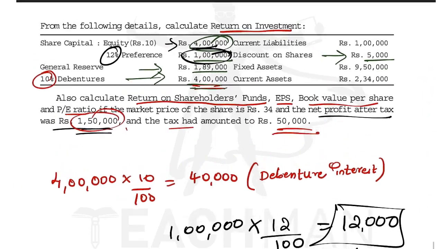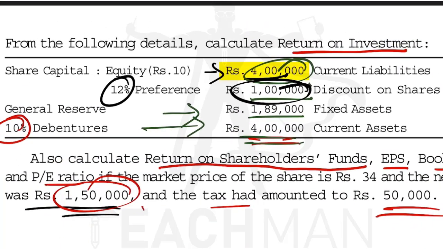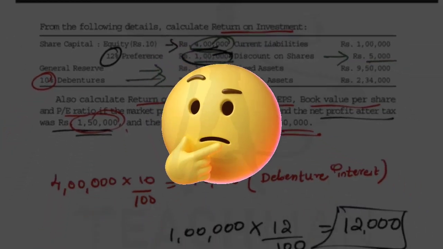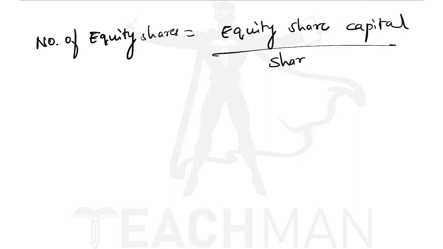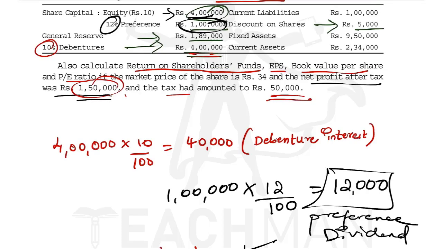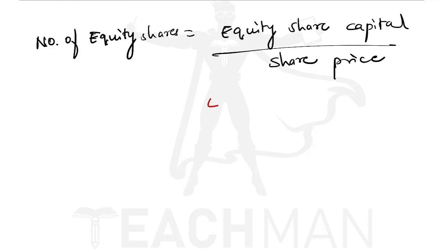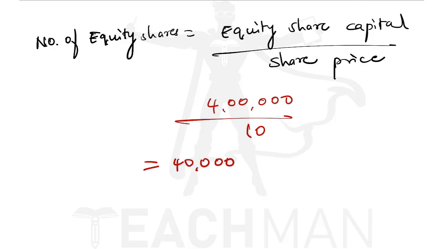Now, what is number of equity shares? In the question, they have said that equity share capital is 4 lakh, but each share value is rupees 10. So how do we calculate number of equity shares? Number of equity shares is equity share capital divided by share price. Equity share capital here is 4 lakh rupees. Share price is rupees 10. So 4 lakh by 10 is 40,000. So this is the number of equity shares.